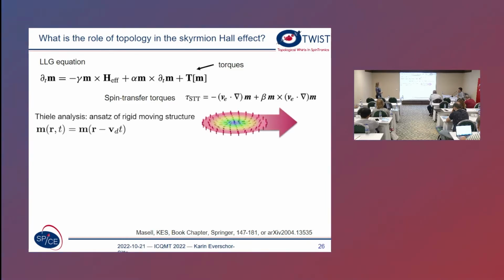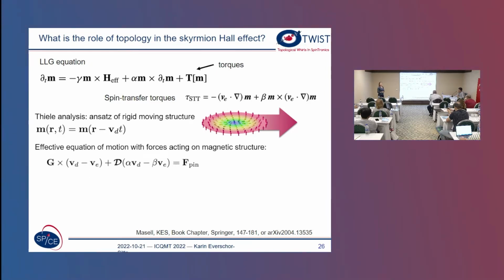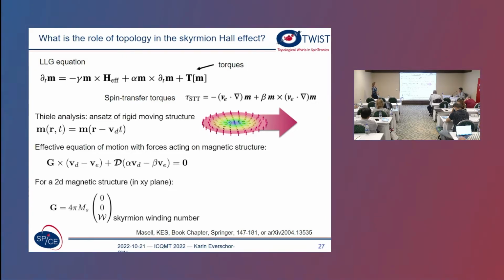If I do spin transfer torques, and I just do a very simple calculation to see the basics of the core ideas, and we do a Taylor ansatz of just a rigid moving structure, which we can just plug in, then we get an effective equation of forces, which are the forces that I explained in the beginning. So we see gyrotropic forces, the Magnus forces, dissipative forces, and pinning forces. If we neglect pinning for the moment in the moving regime, then we can solve this object.